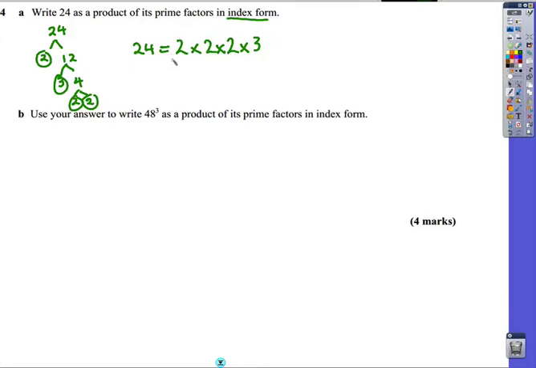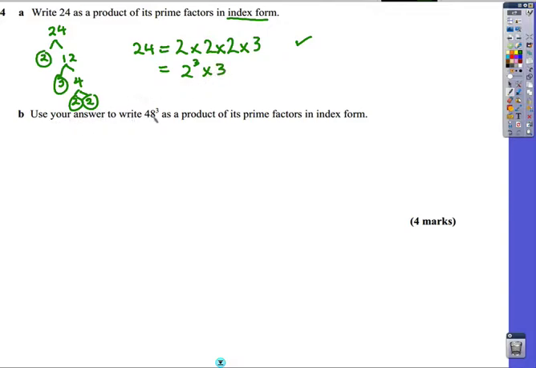We've got 4 prime factors here, and we've got 4 prime factors in our factor tree. Just a quick check to see if it is 24. 2 times 2 is 4, times 2 is 8. 8 times 3 is 24, so that's right. And as an index form, it's going to be 2 cubed times by 3.